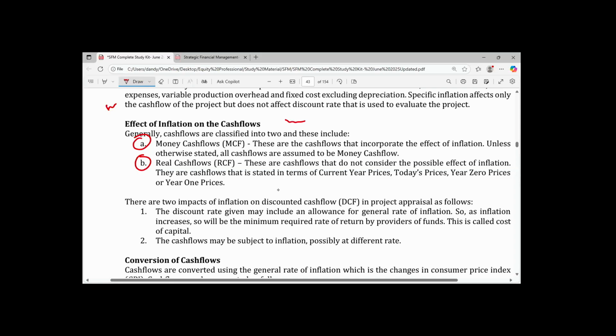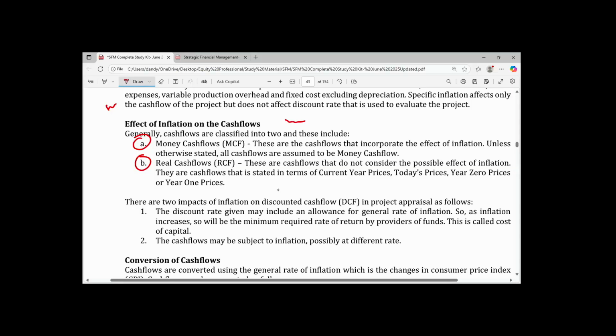So except the examiner says otherwise, all the cash flows given to you in a question are supposed to be money cash flows. If the examiner wants it to be real, you are going to see an indication in the question to say this is a real cash flow. But except your examiner says something else, you are going to assume that the cash flows given in the question are money cash flows. So I repeat, money cash flows are cash flows that include the impact of inflation. There is already the impact of inflation in money cash flow.